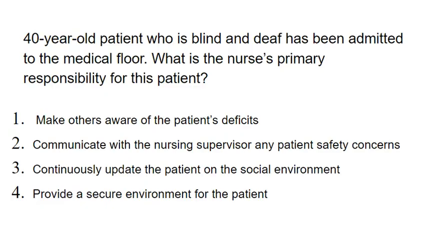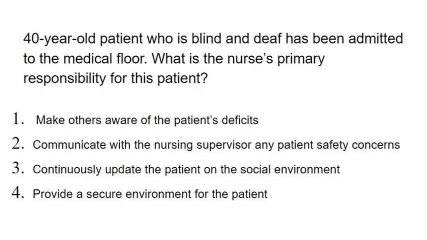All 4 of those answer choices are interventions. And then the next part of that is knowledge. Make others aware of the patient's deficits. Well, that's a HIPAA violation. So I know that I'm going to eliminate number 1 right there. Communicate with the nursing supervisor concerns. Sure. Continuously update the patient on the social environment. Okay. Provide a secure environment for the patient. So 2, 3, and 4 kind of make some sense. So I'm going to keep all 3, and I'm going to go to the final step of that safety.